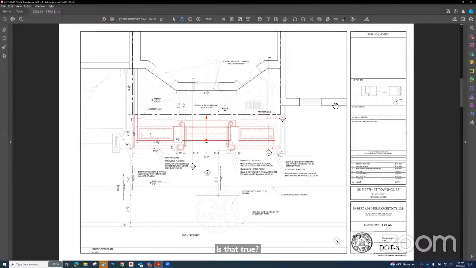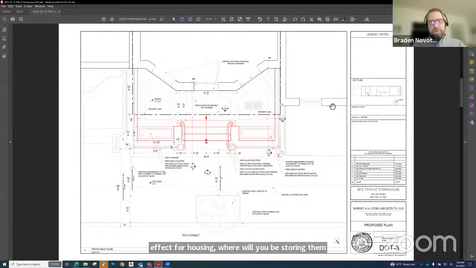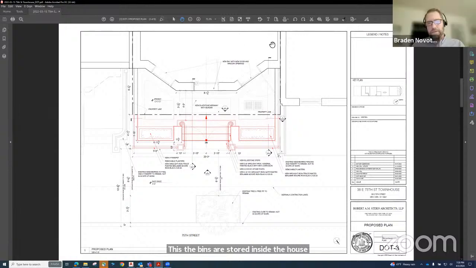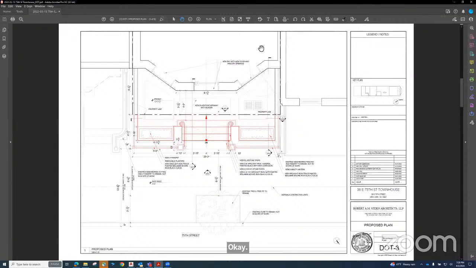Okay. So when sanitation comes in and the bins come into effect for housing, where will you be storing them? The bins are stored inside the house. Okay. Along that service side, inside the house. But you don't need the space outside. Correct. Okay, thank you.